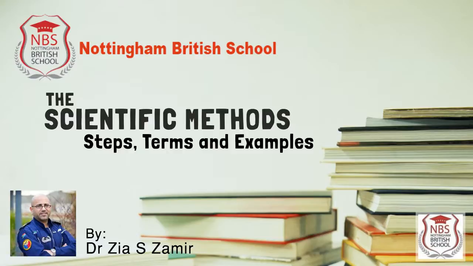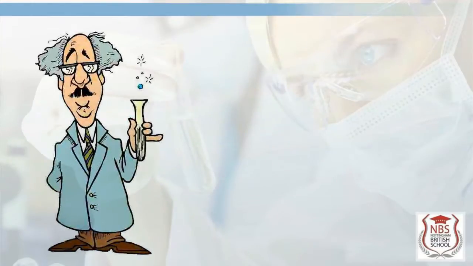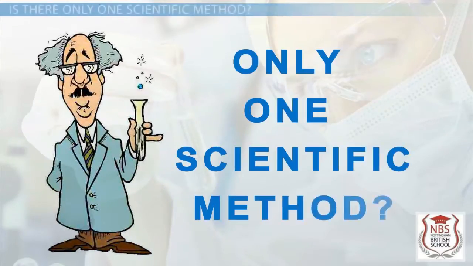I'm Dr. Zia Zamir, and today we are going to talk about the scientific method, the steps, the terms and the examples. The scientific method is more than a hypothesis and experiment. In this lesson, we're going to explore the themes and variations that make up the world of science. So I've got a question for you. Is there only one scientific method?